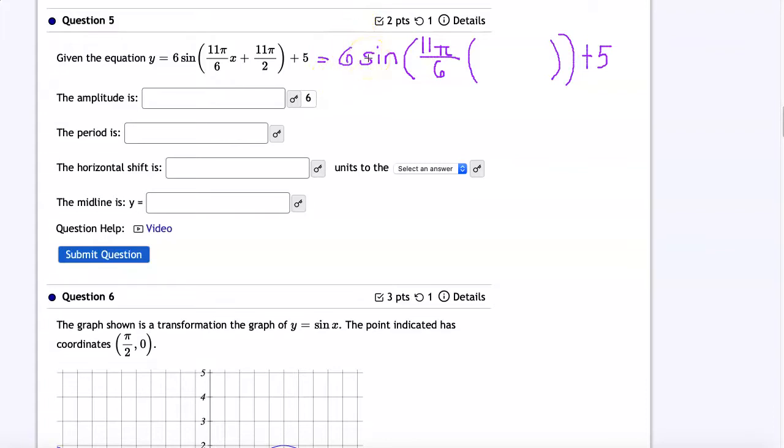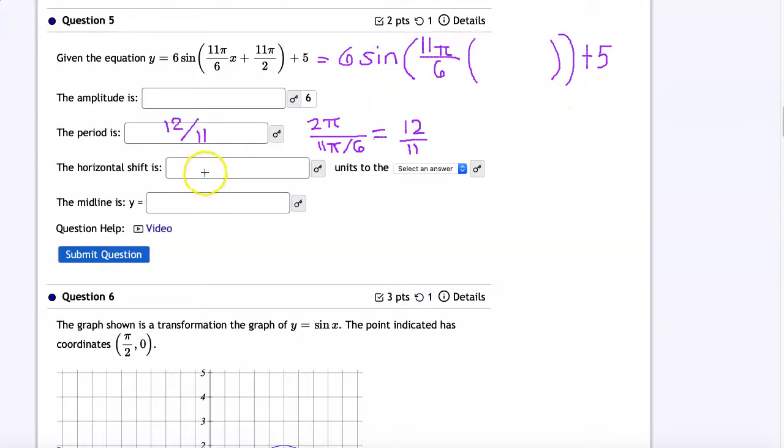And then here we have the sine of 11 pi over 6. Now this 11 pi over 6, and I'll fill this part in just a second, is the b value, and the b value helps you determine the period. Remember that the period is 2 pi divided by the b value, and so if you divide by 11 pi over 6, you end up with 12 over 11. So that means that the period is going to be 12 over 11.